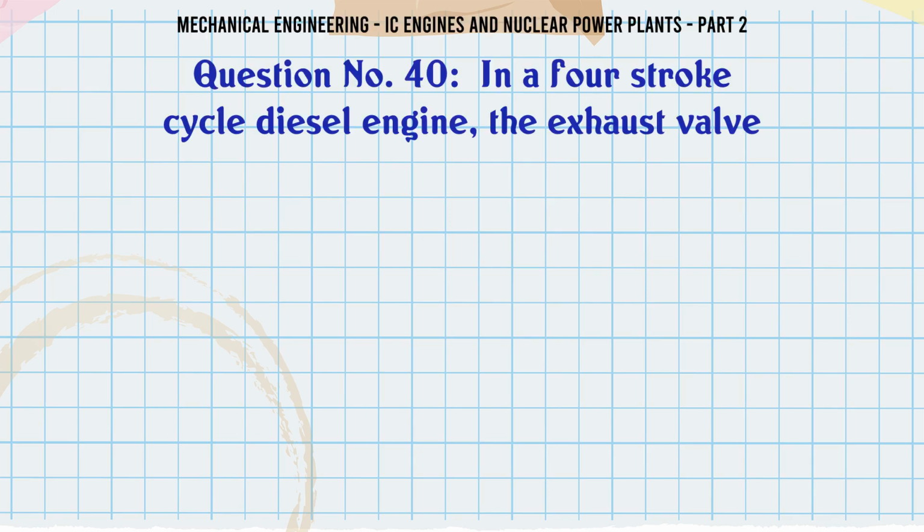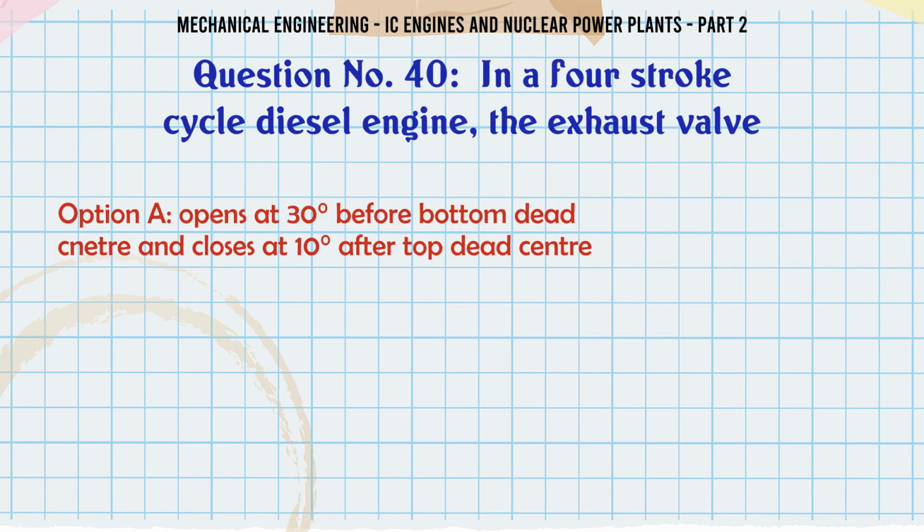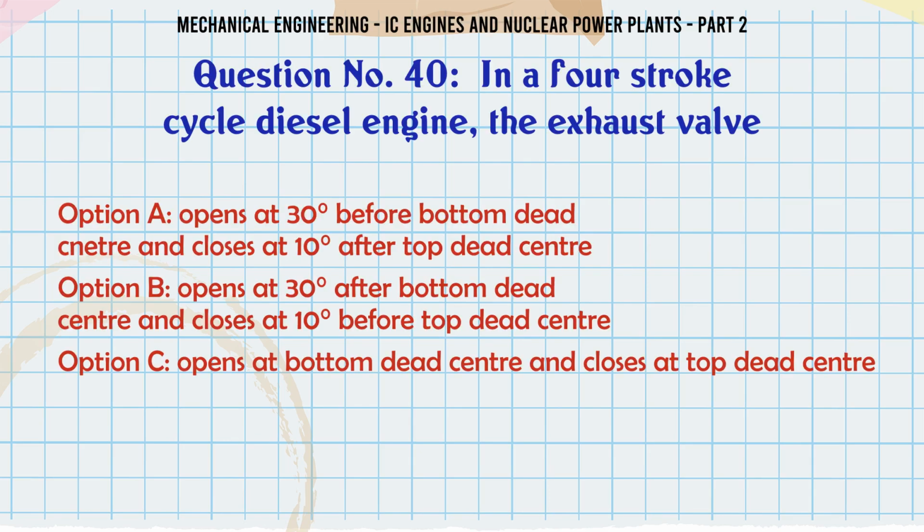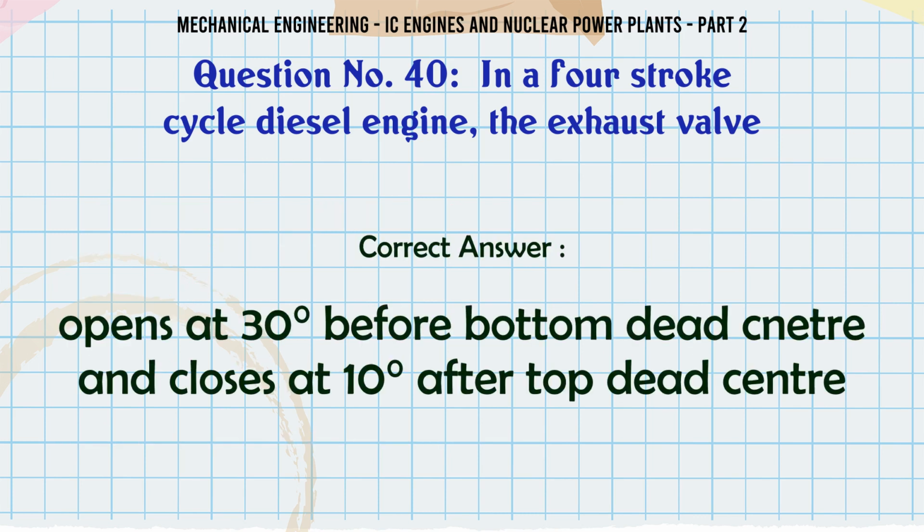In a four-stroke cycle diesel engine, the exhaust valve A. opens at 30 before bottom dead center and closes at 10 after top dead center. B. opens at 30 after bottom dead center and closes at 10 before top dead center. C. opens at bottom dead center and closes at top dead center. D. may open and close anywhere. The correct answer is opens at 30 before bottom dead center and closes at 10 after top dead center.